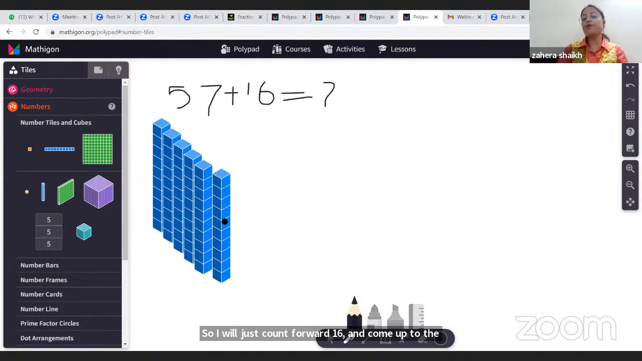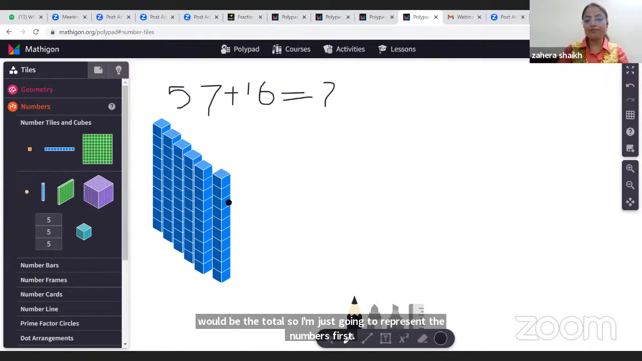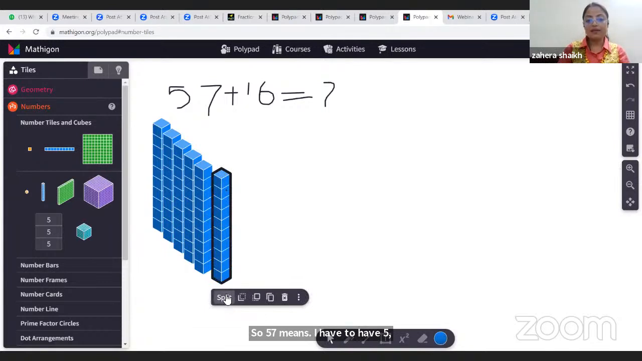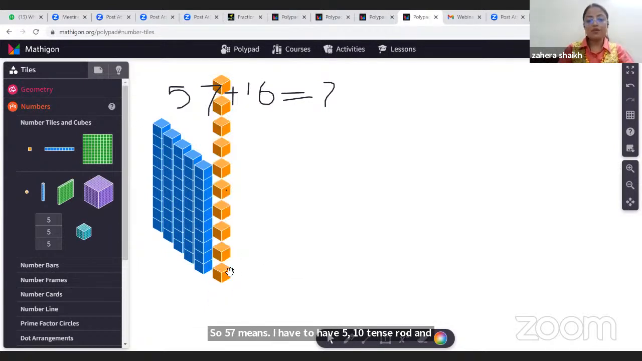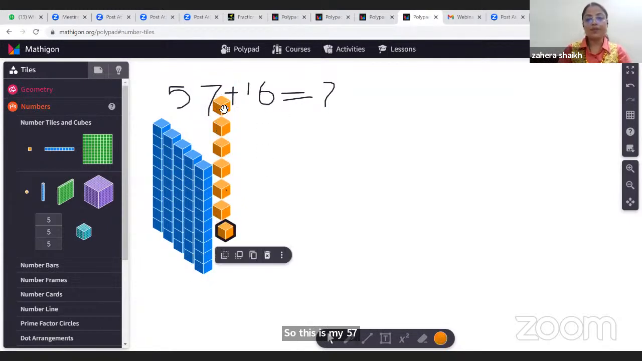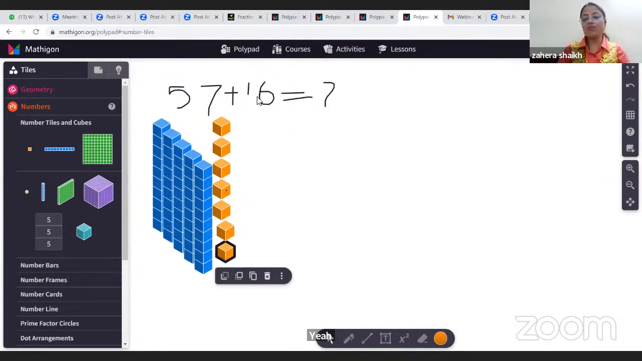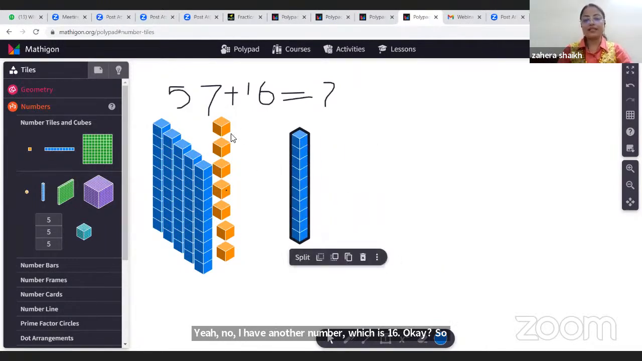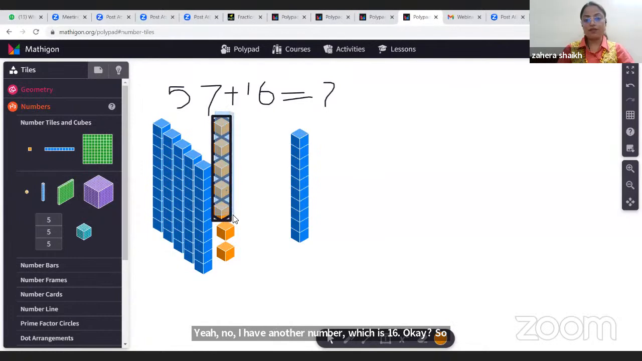But if I am using this manipulative to understand what the sum, the total would be, I'm going to represent the numbers first. So 57 means I have 5 tens rods and 7 ones. Okay. So this is my 50, and 7. Yeah. And now I have another number, which is 16. So I'll drag one more ten and try to make a group of it.